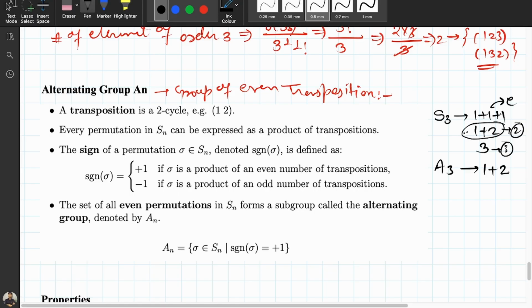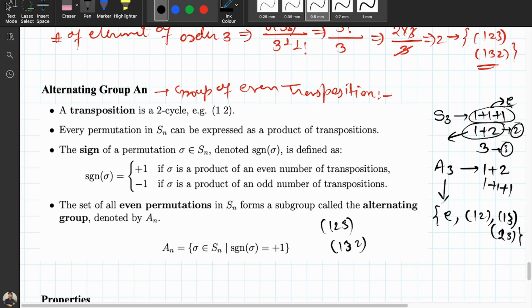This will contain only those cycles whose LCM is even, and of course the identity will be there, and 1 plus 1 plus 1. It means it has 4 elements. Which ones? Identity, (1 2), (1 3) and (2 3). Why are (1 2 3) and (1 3 2) not there? (1 2 3) and (1 3 2) are elements of S3, but now they are not elements of A3. Why? Because write that cycle as transpositions, (1 2) and (1 3).